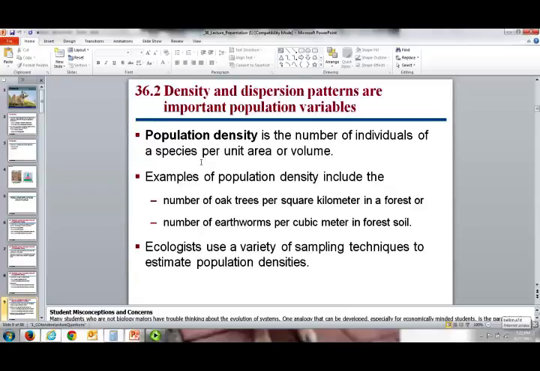Population density is the number of individuals of a species per unit area or volume. A couple of examples: the number of oak trees per square kilometer in the forest, or the number of earthworms per cubic meter in forest soil. In one of the virtual labs that you're going to be doing, you'll be looking at the population of flowers in an area and measuring that using random sampling. When you're looking at population density, ecologists have to have ways of estimating the population densities.